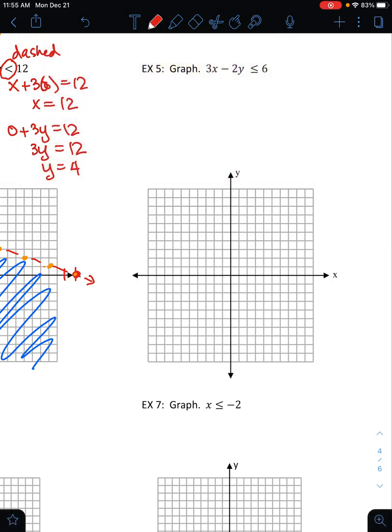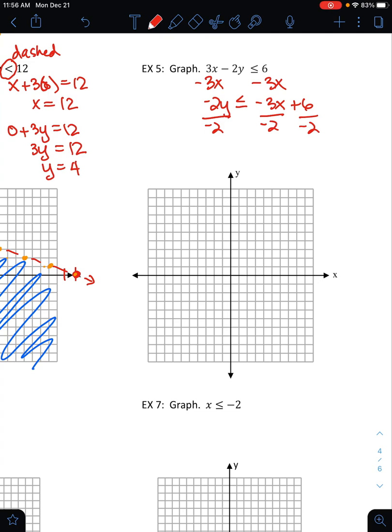Okay, let's graph. I'm going to go ahead and do slope-intercept form here. If you want to jump into intercepts, that's totally fine. But I do want to show you one potential tricky piece on slope-intercept. So let's solve for y. Take away 3x from both sides. That leaves me with negative 2y is less than or equal to negative 3x plus 6. So divide by negative 2, divide by negative 2, divide by negative 2.